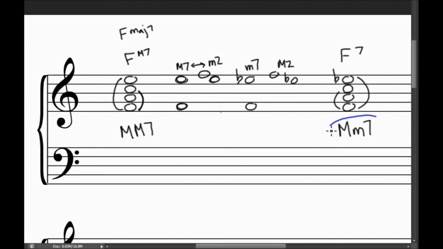This particular quality is really special because it only happens on one particular chord in both major and minor keys, and that's on the 5 chord. So we call this the dominant 7. This kind of quality, major, minor 7, is also called a dominant 7.